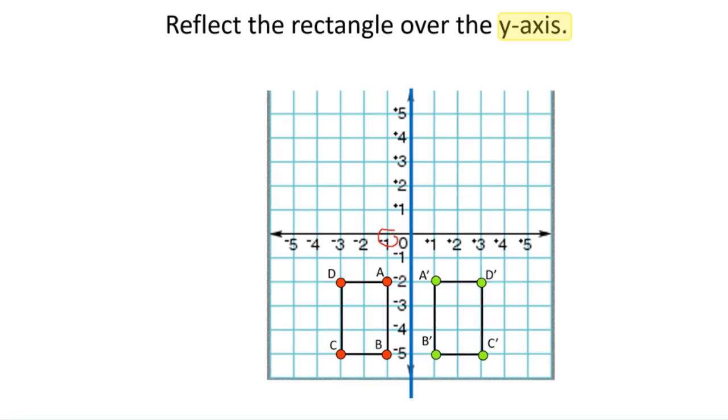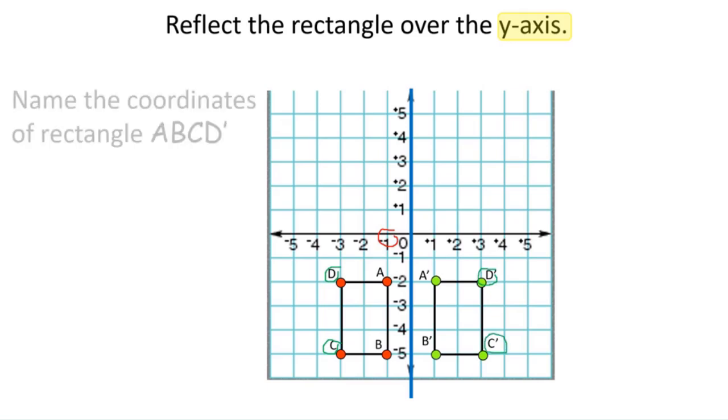So again, when we sketch our rectangle, we might think that it's facing the same direction, except D and C were on the left side of the rectangle. Now they're on the right side of the rectangle, so we can tell that it's been flipped over.